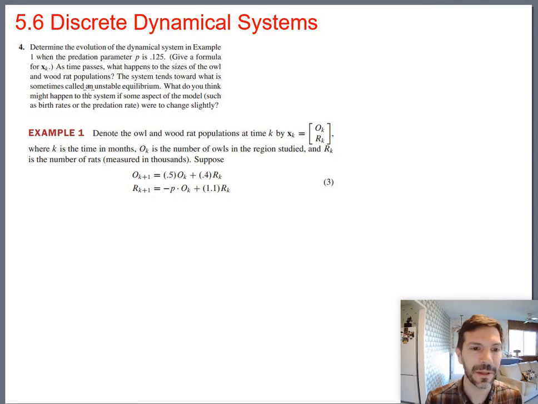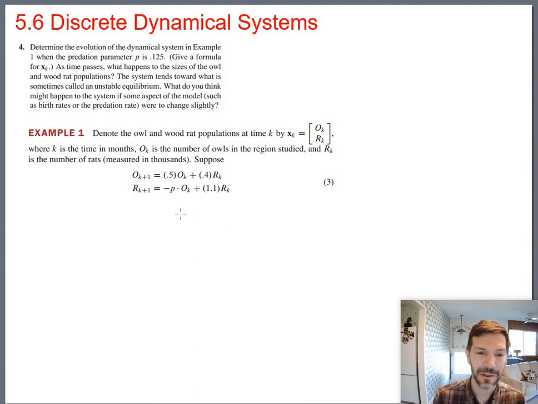As time passes, what happens to the sizes of the owl and the wood rat populations? And they kind of give it away. They tell you the system tends toward what is sometimes called an unstable equilibrium, so we'll find out what that means. And then what do you think might happen to the system if some aspect of the model, like the birth rate of the wood rats or the predation rate of the owls, were to change slightly?